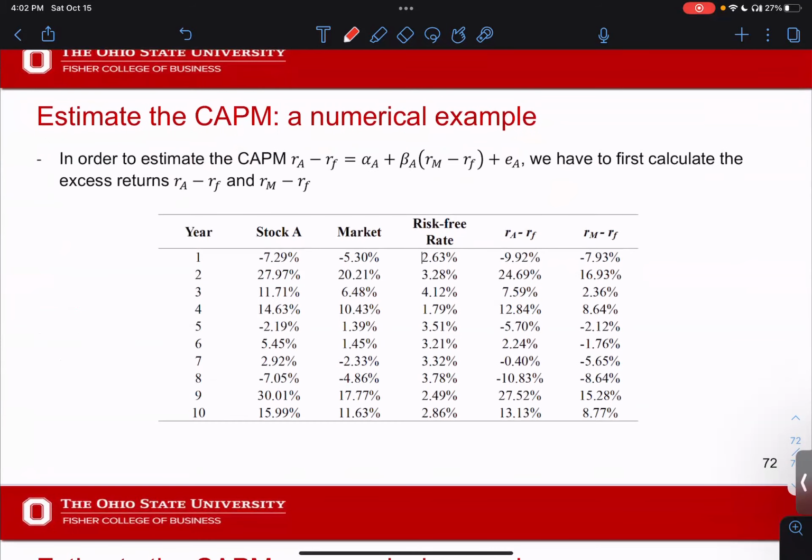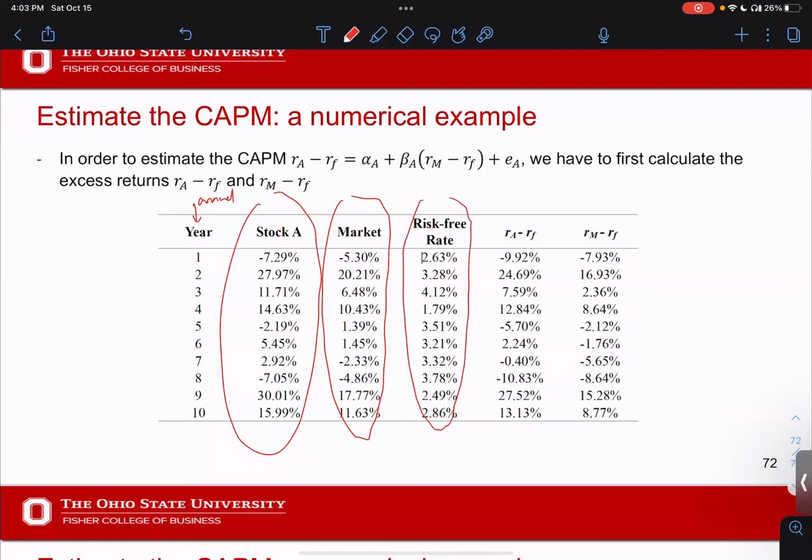Okay, so another numerical example. Here is stock A. You can see we are using annual return now. It has returns in the previous 10 years. Again, it's a very small sample, only 10 data points. The market return throughout the years is here, and then I collect the risk-free rate here.